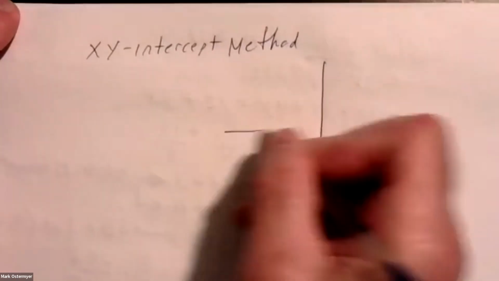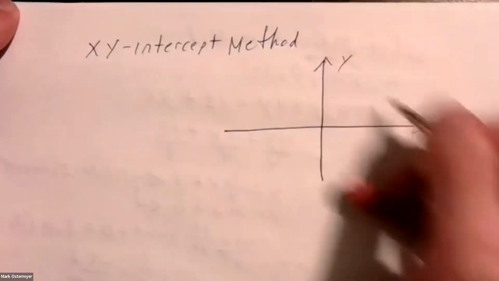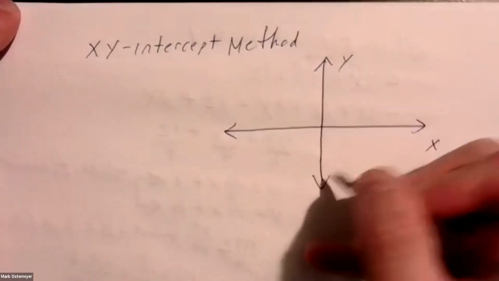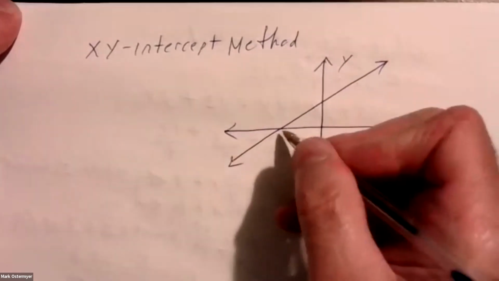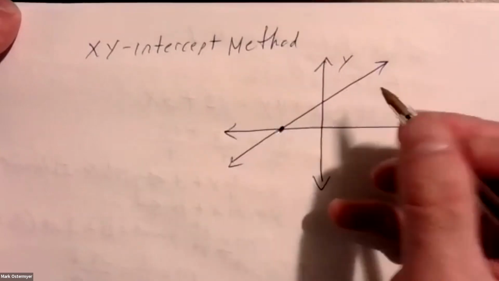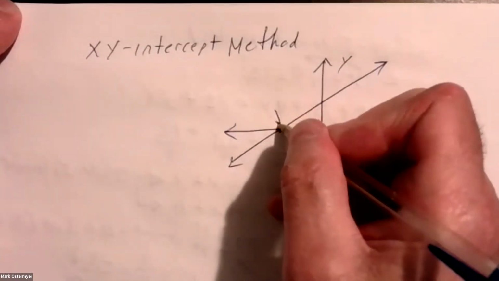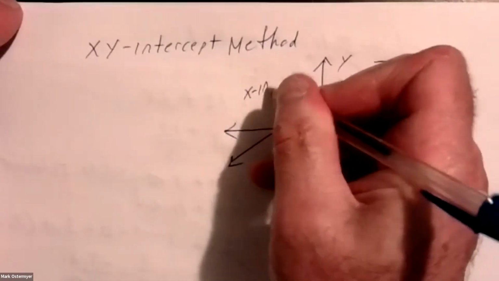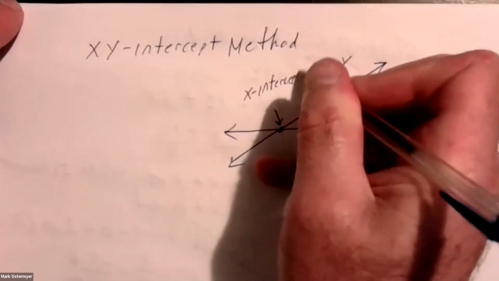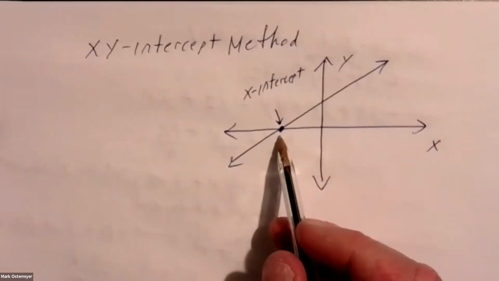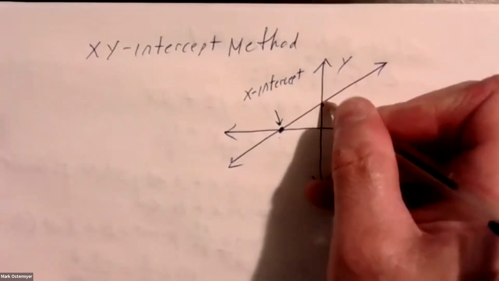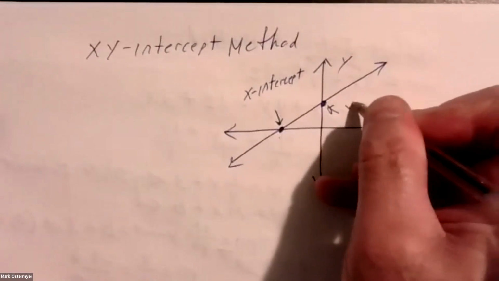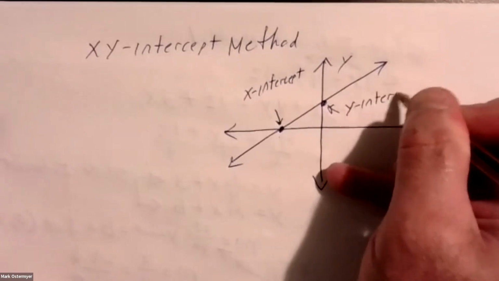All right. Suppose I have an XY plane here and I graph a linear function in it, and suppose the graph looks like this. The point of intersection between the graph and the x-axis has a very special name. It's called the x-intercept. The point of intersection between the graph and the y-axis is called the y-intercept of the linear equation.